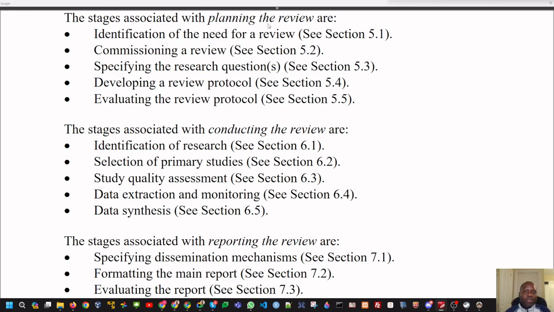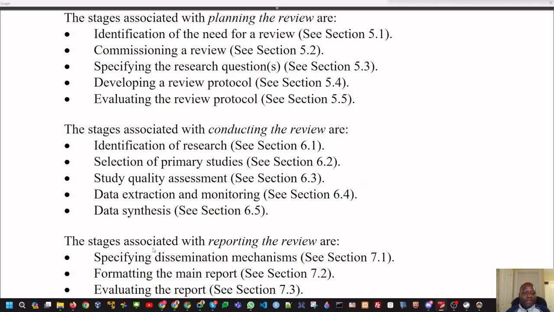The first stage is, of course, planning the review. The planning process is where you identify the need for a review, commission a review, specify the research questions, develop a review protocol, and evaluate the review protocol. That takes a lot of planning. The methodology we saw described in that paper takes a lot of planning. Even the dimensions they came up with take a lot of planning and even research to come up with the plan. Then conducting the review itself: identifying the search, selecting primary studies, study quality assessment, data extraction and monitoring, and data synthesis. All these are covered in the guideline itself.